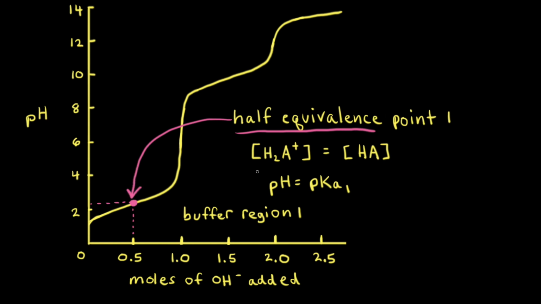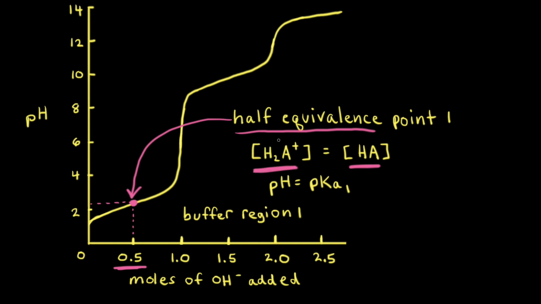So if we started out with 1 mole of H2A+ and we've added 0.5 moles of hydroxide anions, we've neutralized half, or 0.5 moles of the H2A+. Therefore, at the half equivalence point, we have half a mole of H2A+ and half a mole of HA, which means the concentration of H2A+ is equal to the concentration of HA.